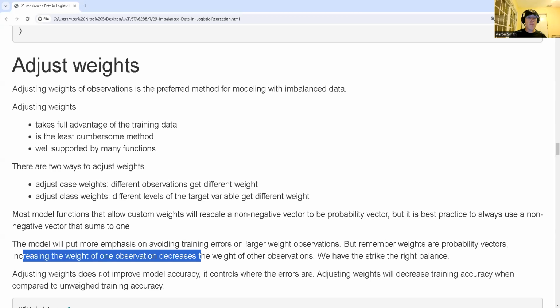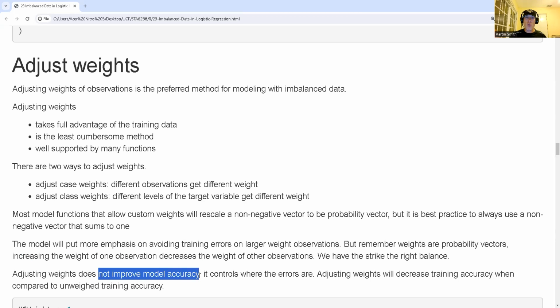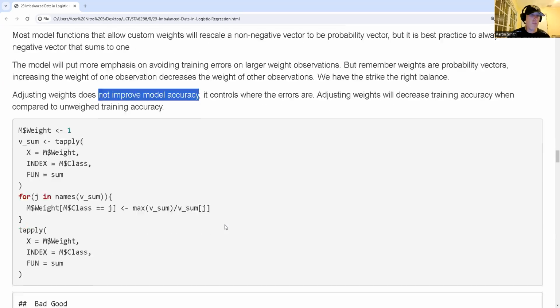Adjusting weights does not improve model accuracy. It controls where the errors are. Adjusting weights will decrease training accuracy when compared to unweighted training accuracy. So if I adjust weights and then I take my validation and test data and I don't adjust the weights on them, when I check my statistics, my model performance, my validation statistics and test statistics will actually degrade in almost every data set if I have a sufficient amount of data. And so that's something to be mindful of.